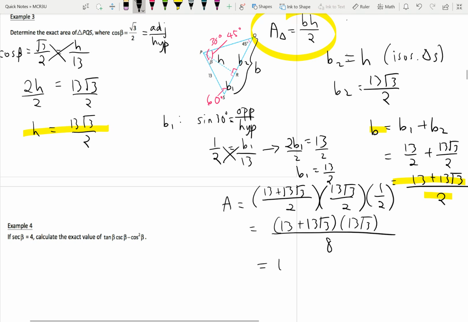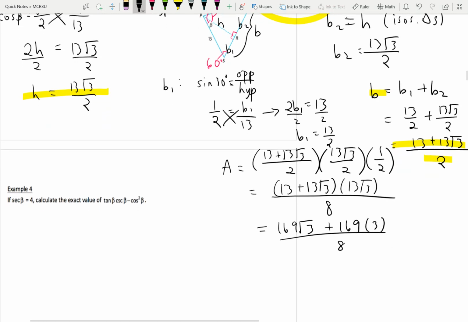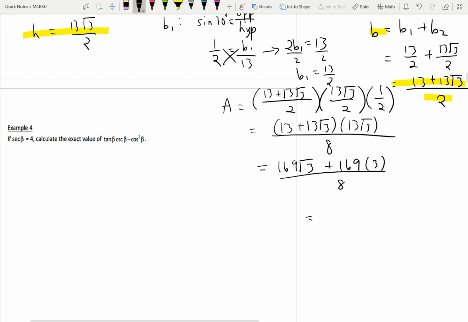So that will be 169 root 3 plus 169. Now root 3 times root 3 will give me just regular 3. So nothing exciting about that, but now at least my answer looks a lot nicer. Okay, and I am definitely not using a calculator right now. 169 times 3 is 507.